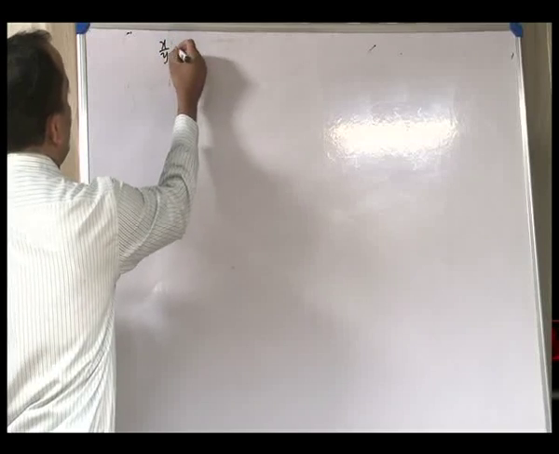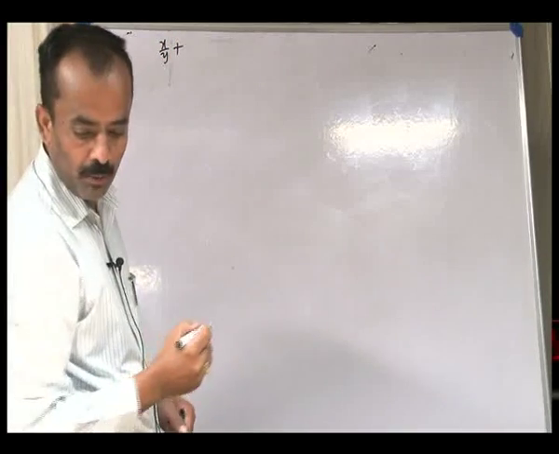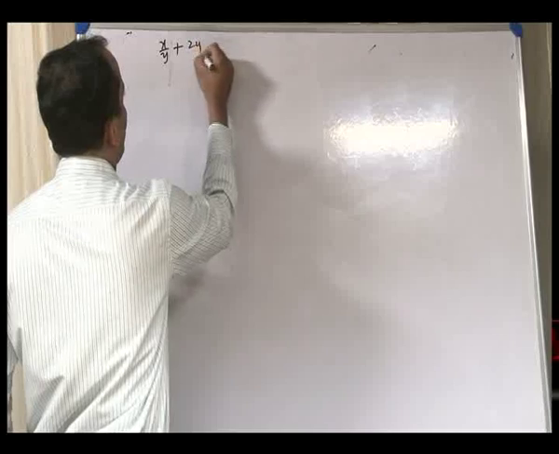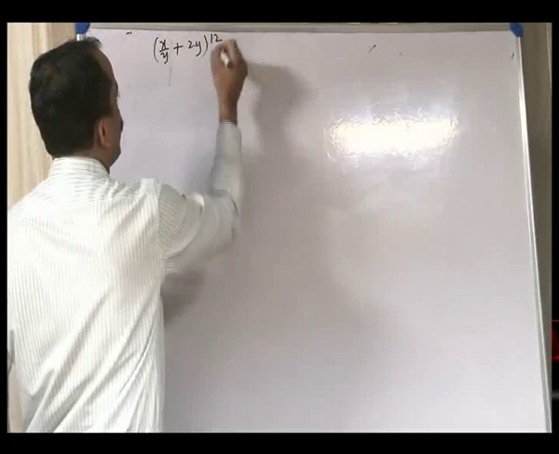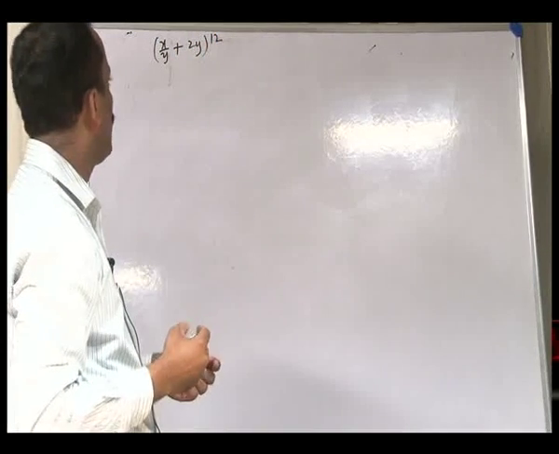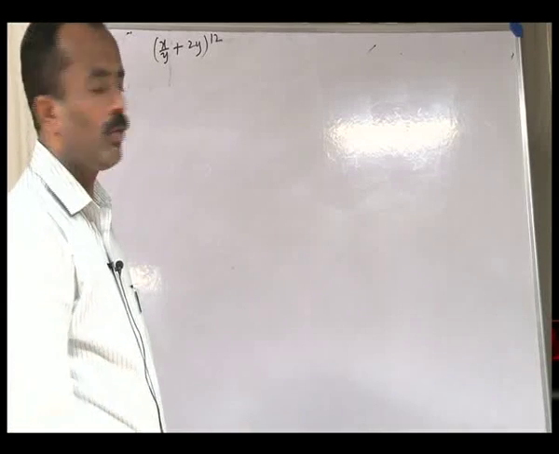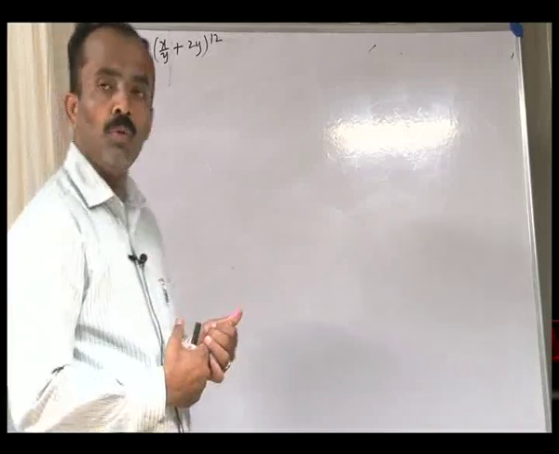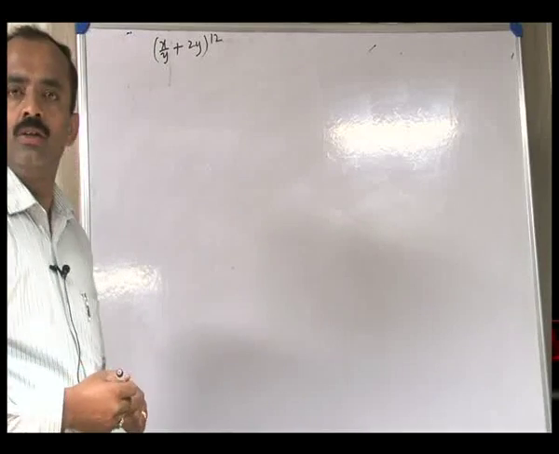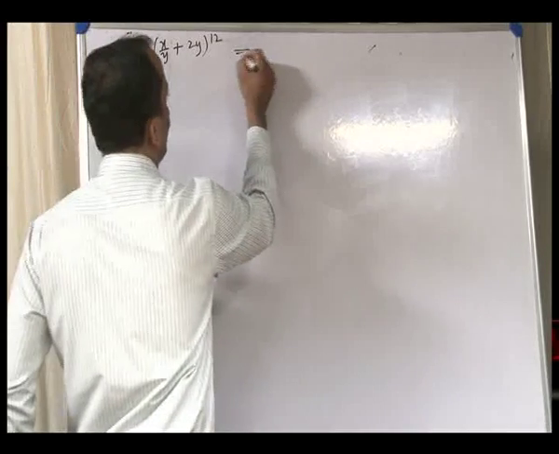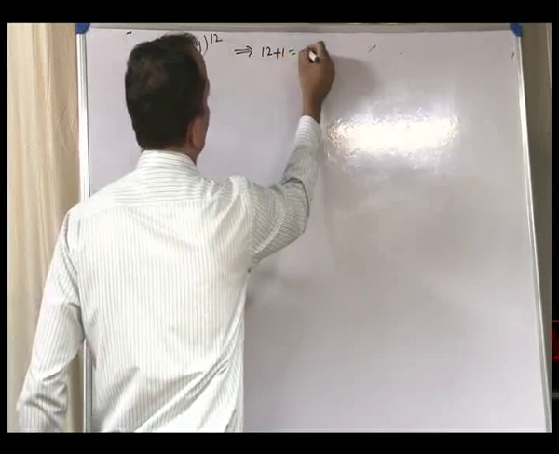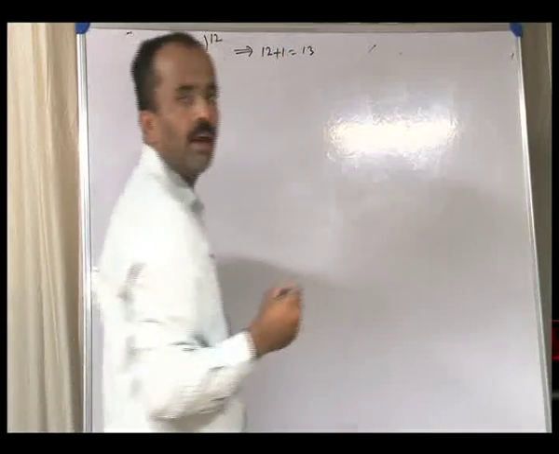(x/y + 2y) whole to the power of 12. Now, how many terms are in the expansion? There are 12 plus 1, that is equal to 13 terms in the expansion.